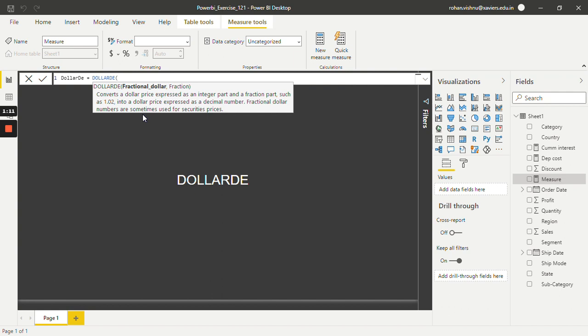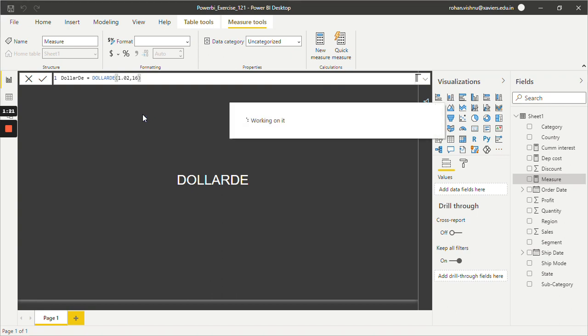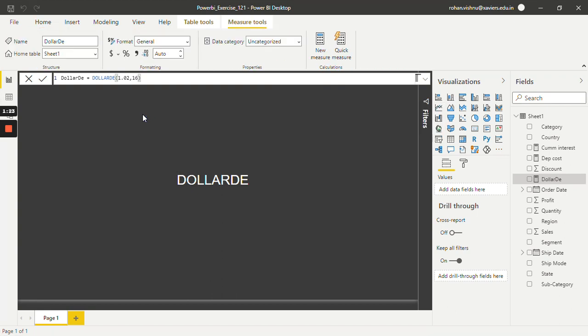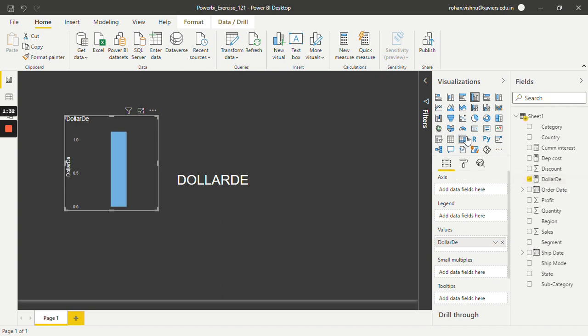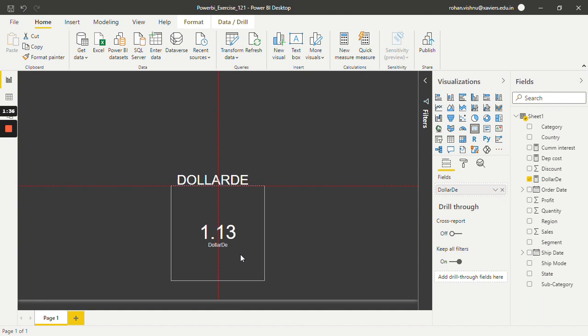So let's feed some value to this function. Let's say the fractional dollar is 1.02 and the fraction value is 16, and just hit enter, and let's see what it returns. For that, select this DOLLARDE measure that we have just created. Let's select card instead of bar, and as you can see, it is returning us 1.13.